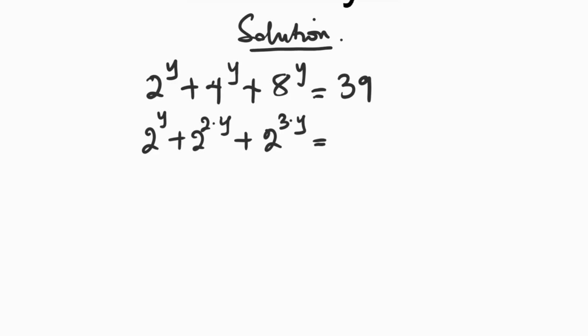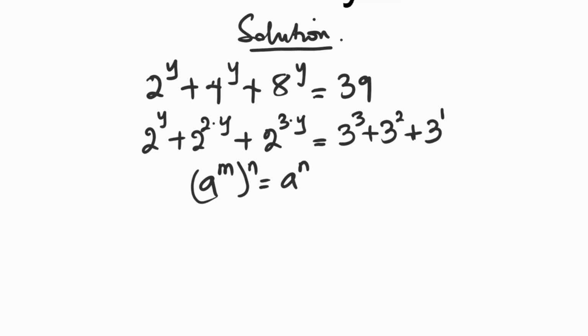And then 39, we can rewrite in such a way that it can fit into the left-hand side as well. So 39 is the same thing as 3 raised to the power 3 plus 3 raised to the power 2 plus 3 raised to the power 1. Now, we know that a raised to the power mn is the same thing as a raised to the power nm, which is also equal to a raised to the power mn.